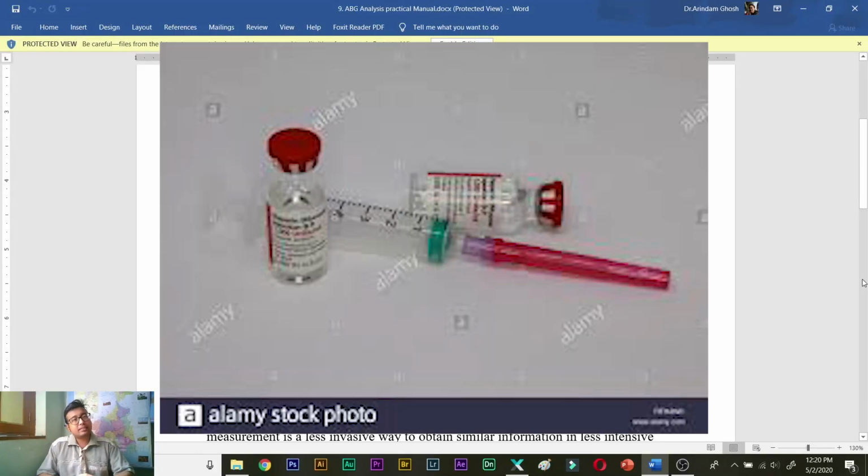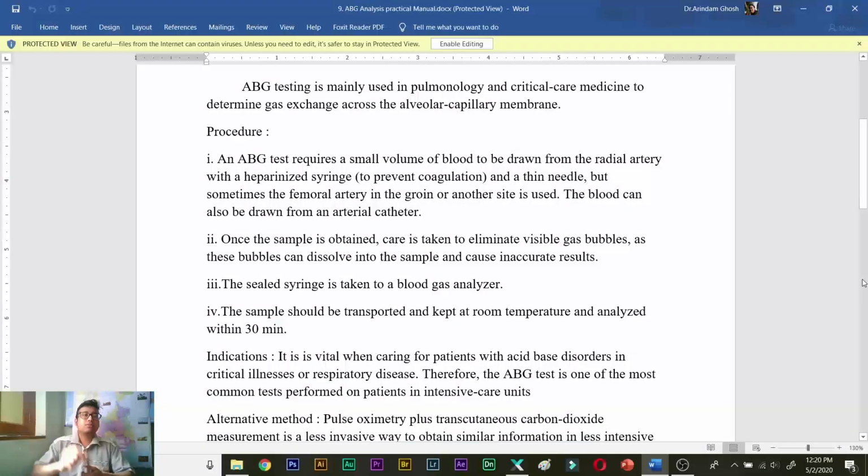What is heparinization? Heparin is actually available in powder form, and it is reconstituted into liquid form. So the syringe is inserted in the heparin vial and heparin is drawn up, and then heparin is pushed back into the vial. The minimal amount of heparin that is sticking to the wall of the syringe is enough to make the syringe heparinized. Why? Because arterial blood has a high propensity to clot in a short period of time.